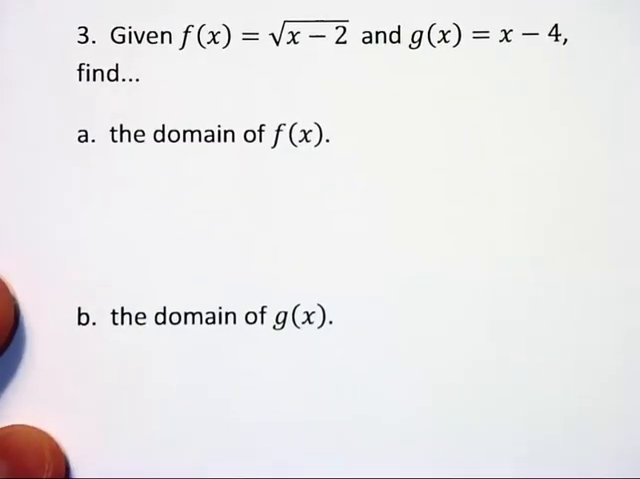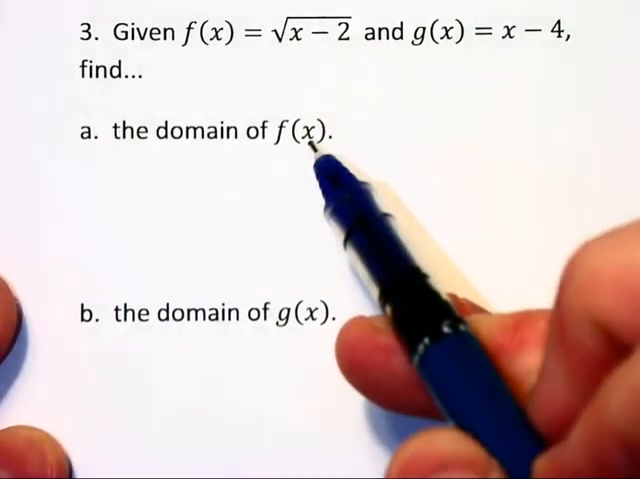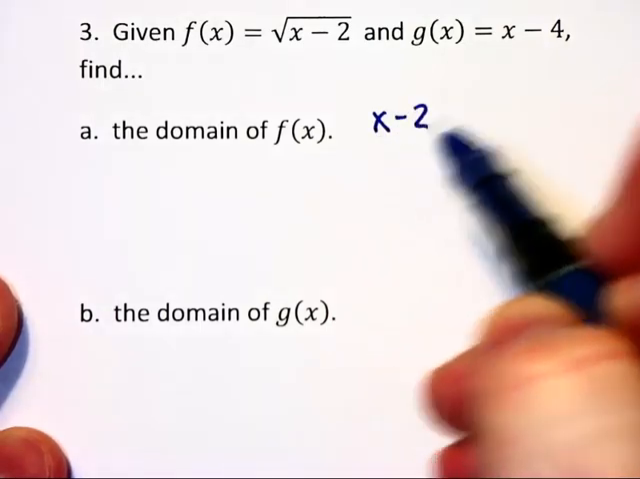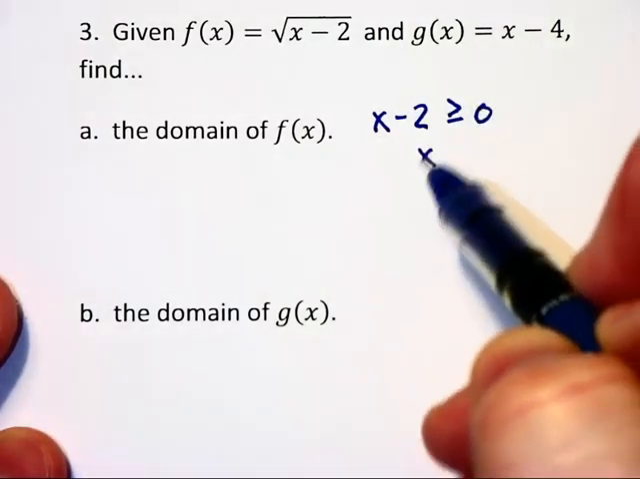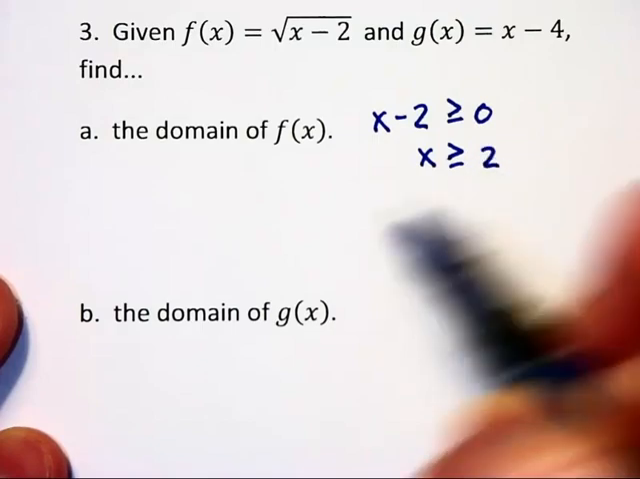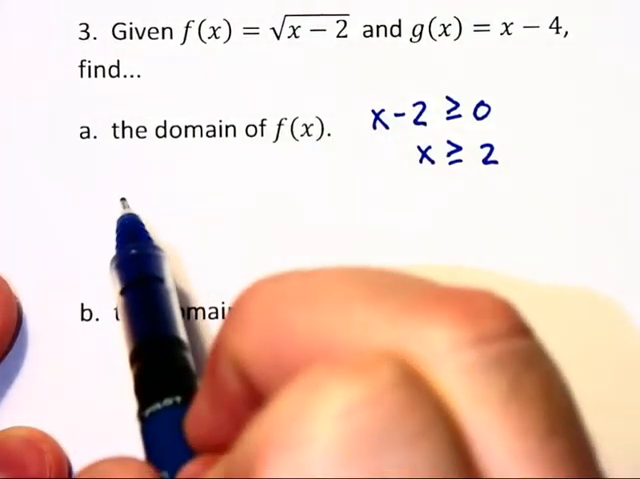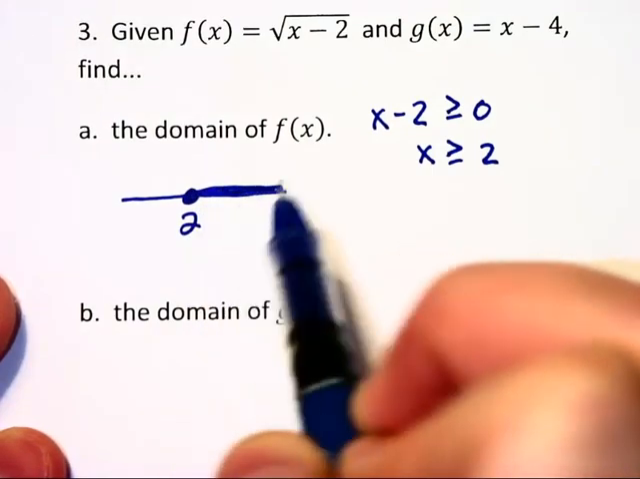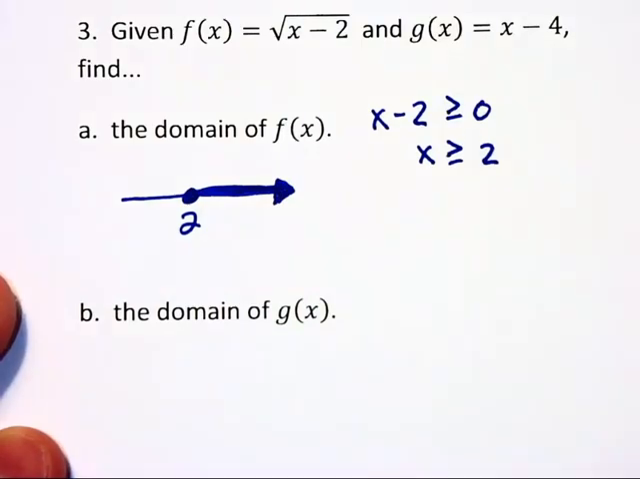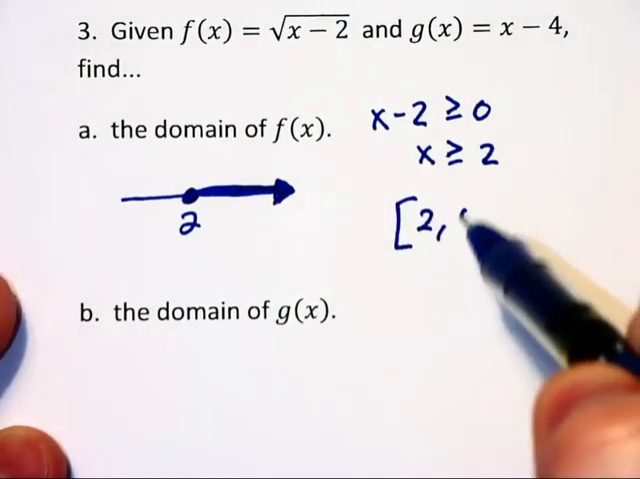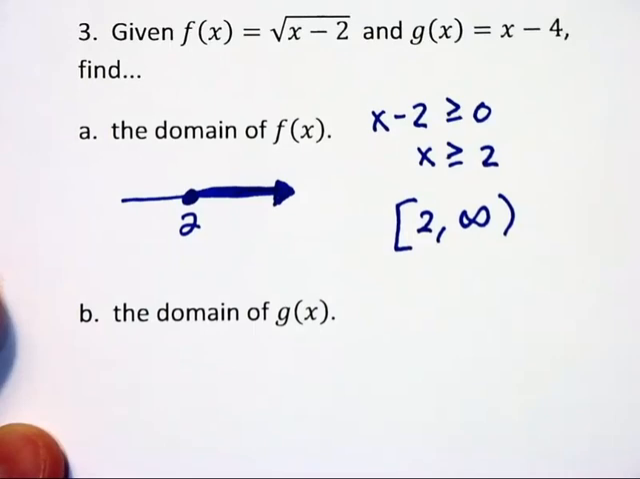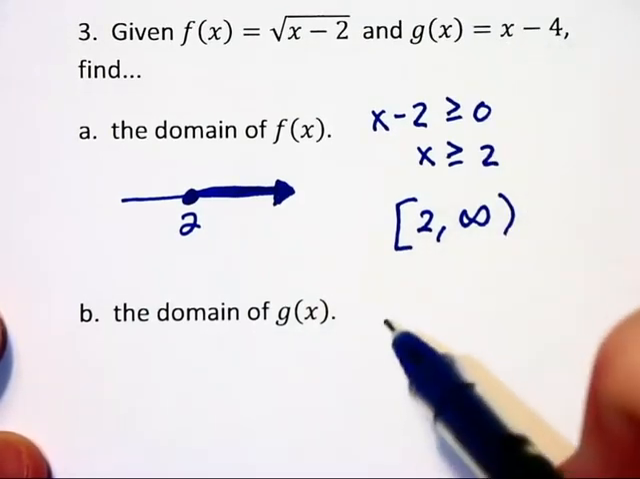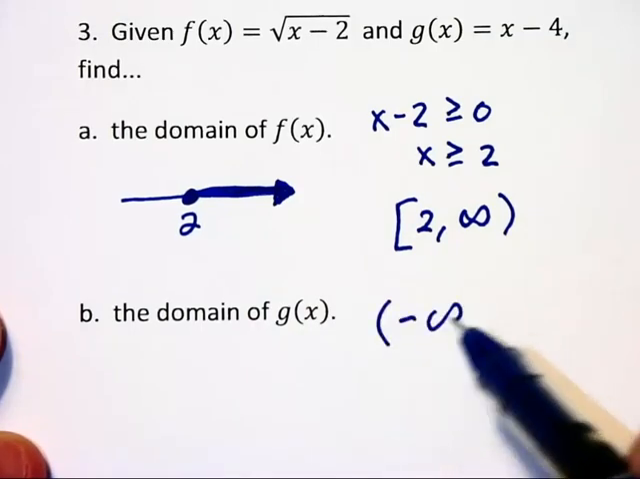Let's start with this one right here. Find the domain of f of x. Well, you know f of x is a square root, and x minus 2 must be greater than or equal to 0, meaning that x must be greater than or equal to 2. So the domain, I'm going to actually graph this on a number line, we'll use that in a moment later, will be all values greater than or equal to 2. So 2 to infinity using interval notation. Now function g has no denominators and no square roots, so right off the bat we're going to have all real numbers.